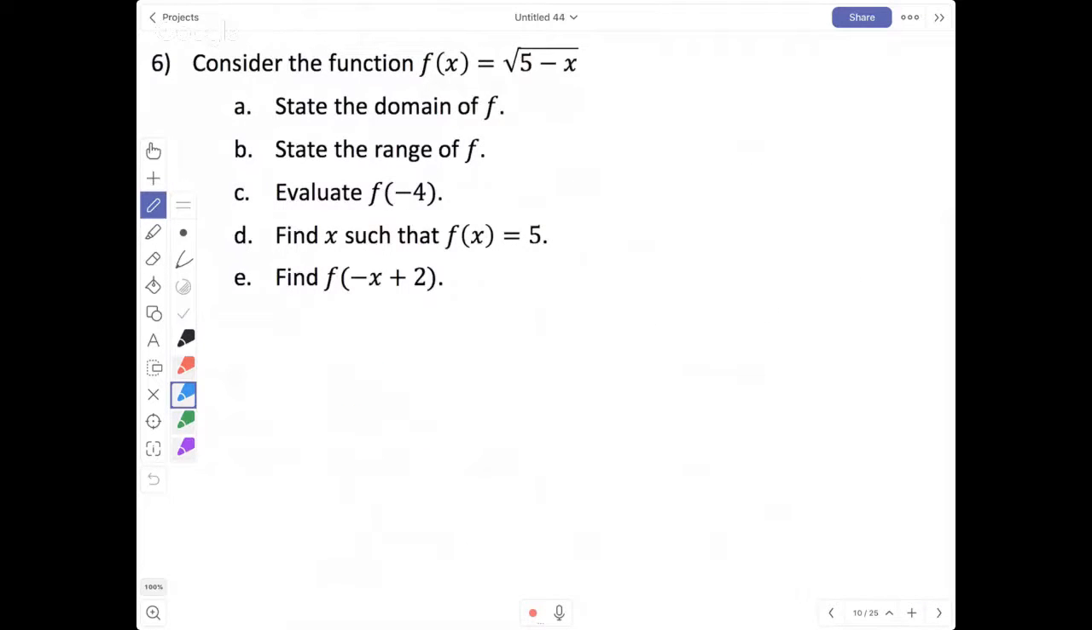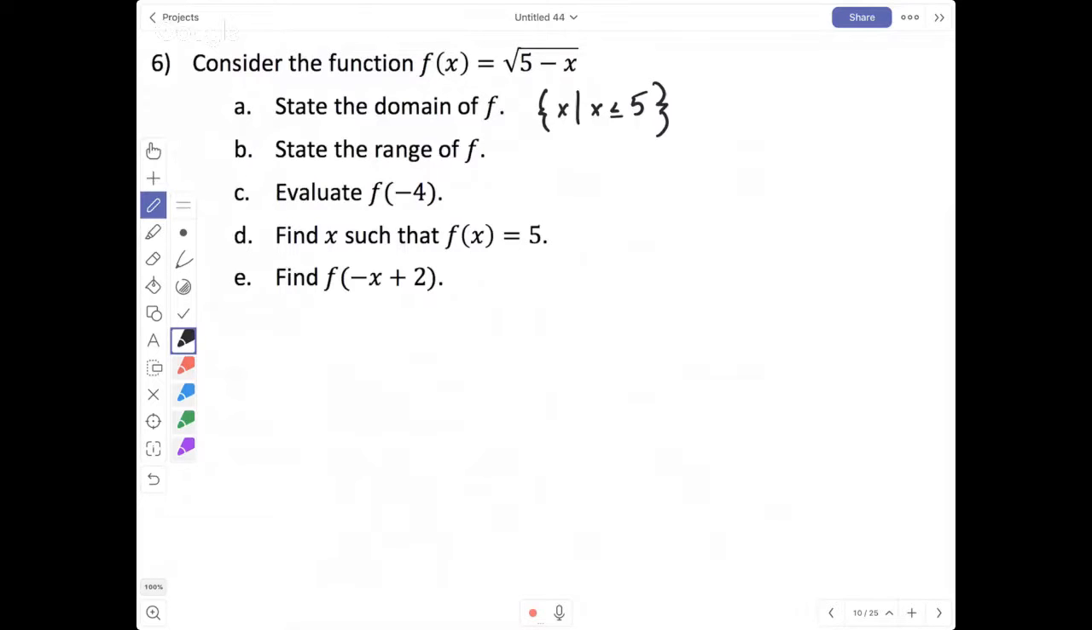So I was back here on number 6, and I was saying that we can't take the square roots of negatives. So we have a domain set x such that x is less than or equal to 5. Because I can take the square root of 0, so 5 minus 5 would make 0. Square root of 0 is fine. And as long as x is less than 5, like maybe it's 4, 5 minus 4 is 1, square root of 1 is 1, no problem. State the range of f.